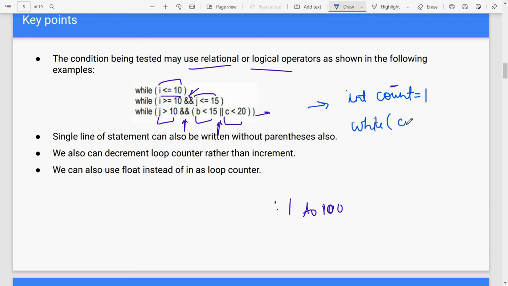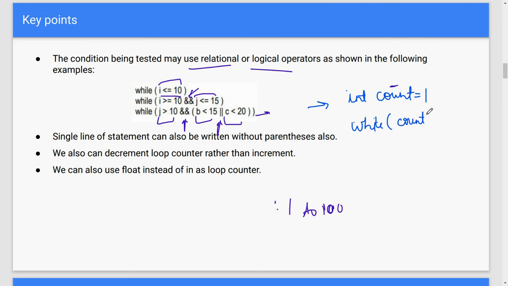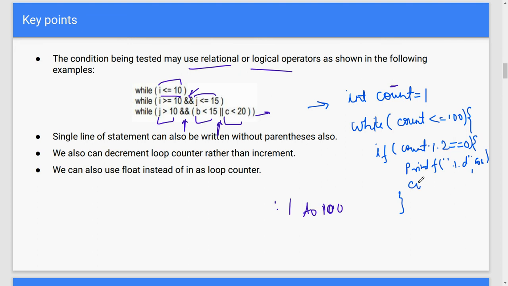And count less than or equal to 100. Inside the loop, we just need to compare whether it's an odd number or not. For that, we put an if condition: if count modulo 2 double equal to 1, then printf, and print that number with percent d, whatever that number count is. Then again increase the count by 1.